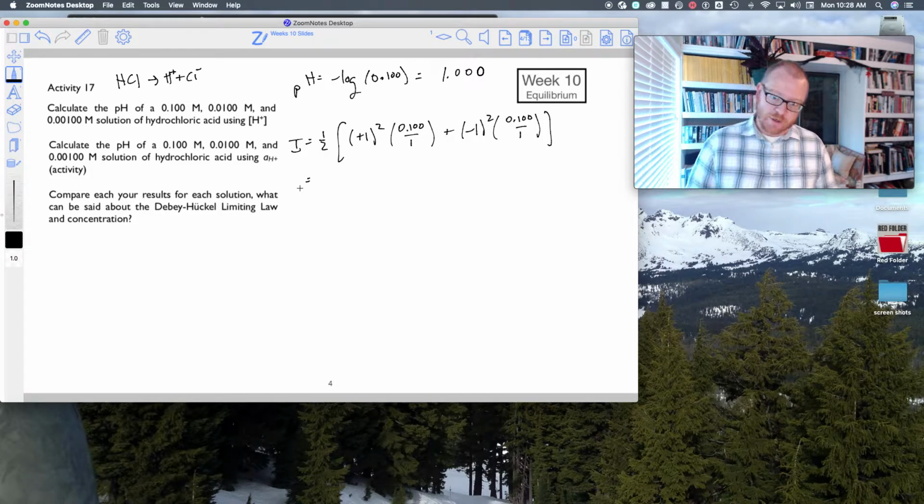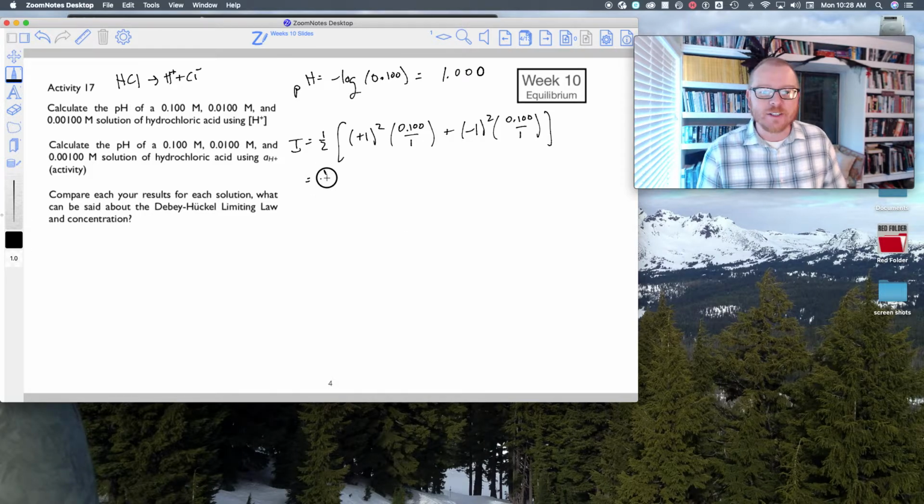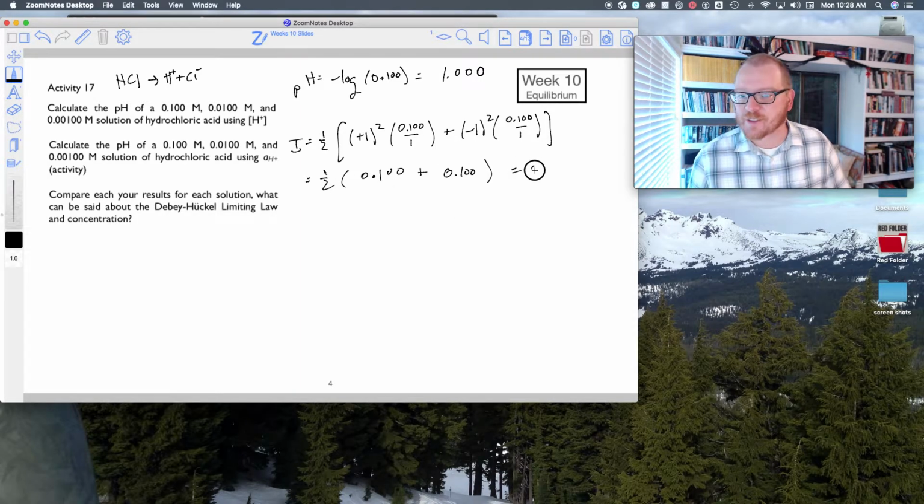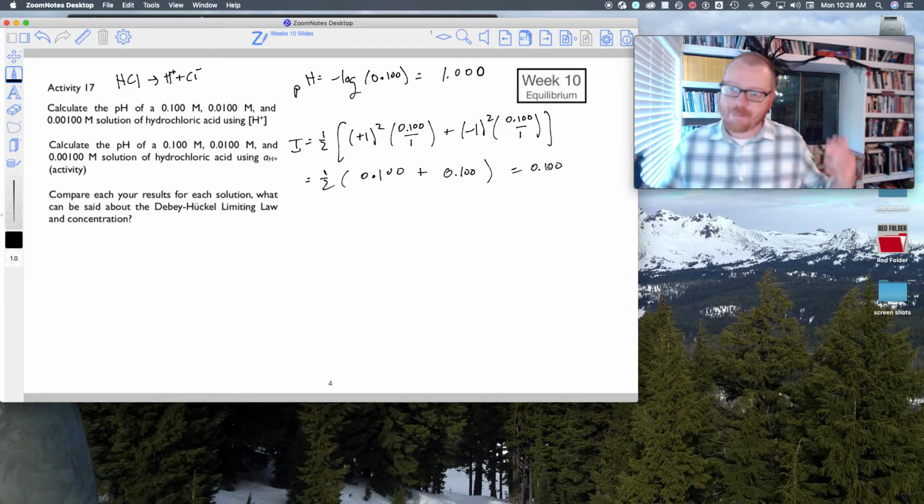So +1 squared is 1 times 0.1 divided by 1 is 0.1. So let's just write that out. 1/2 times 0.100. Okay, and then -1 squared gives me +1 times 0.1 divided by 1 is 0.100. And 0.1 plus 0.1 times 1/2 is 0.100.